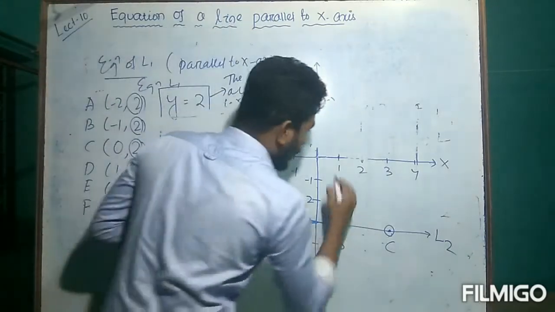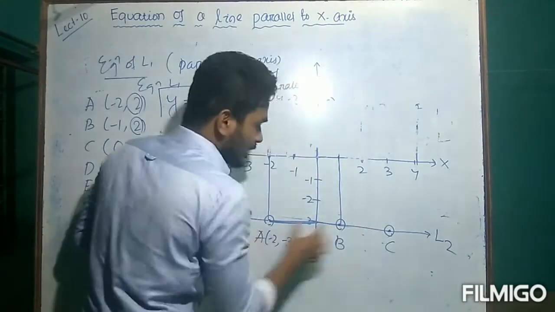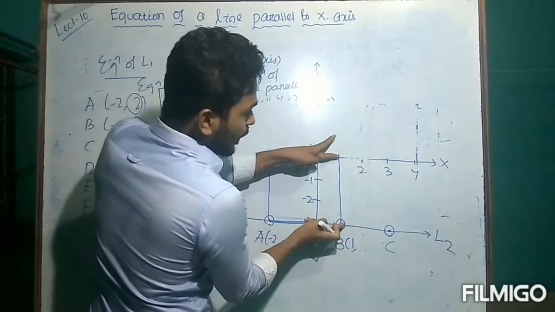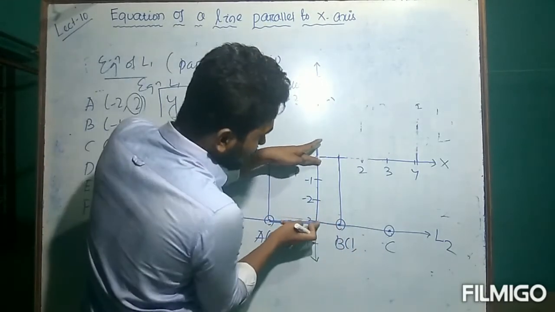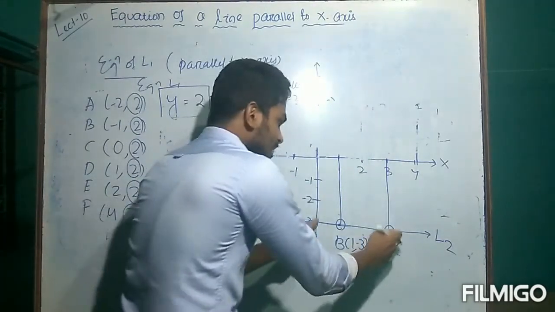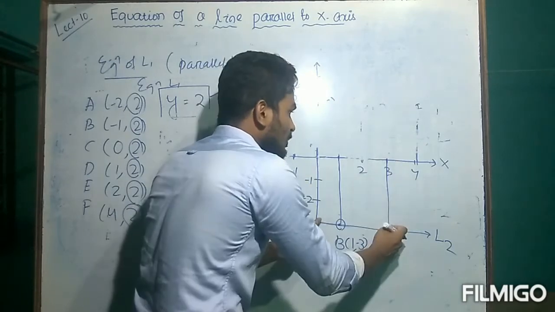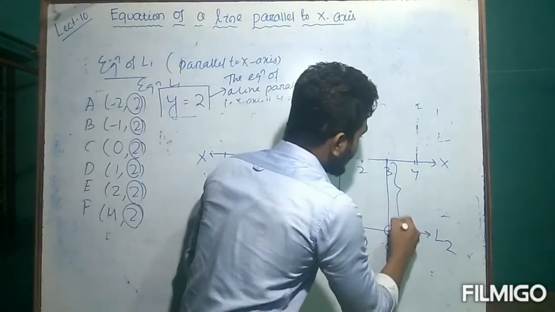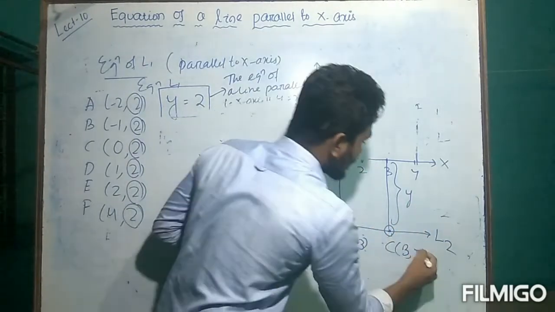Correct. Next, for the point B, write the perpendicular distances. This is your x coordinate, that is 1, and this is your y coordinate. What is the y coordinate? See, -3. For the point C, this is your x coordinate, that is 3, and this is your y coordinate, that is -3.